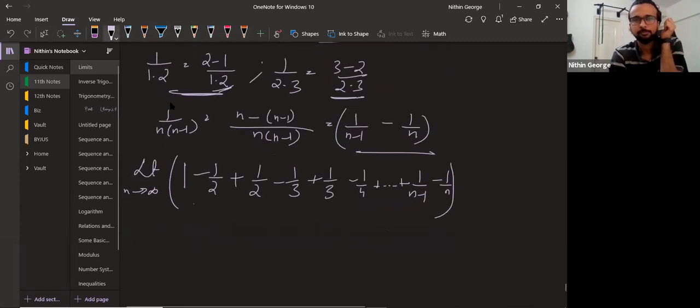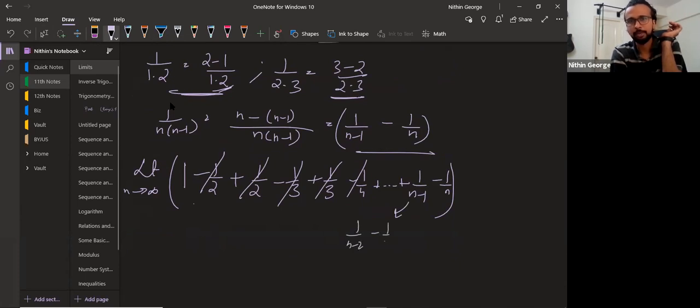So what happens here? If you have any doubts, please ask. You can even stop me and ask me to slow down. It need not be a doubt as well. So 1 by 2, 1 by 3, 1 by 4, all the way up till the previous term, which would be 1 by n minus 2 minus 1 by n minus 1.